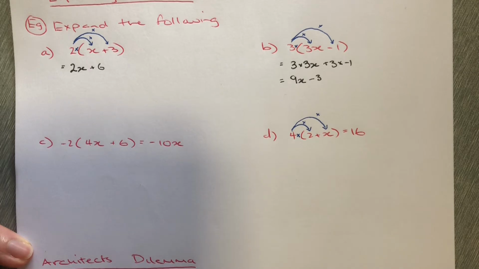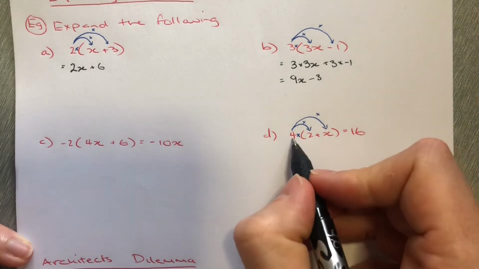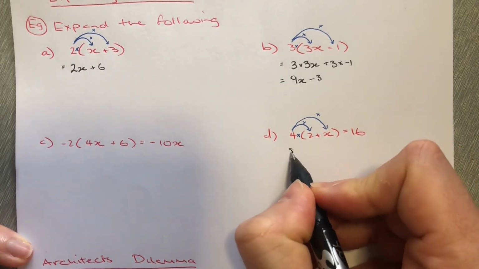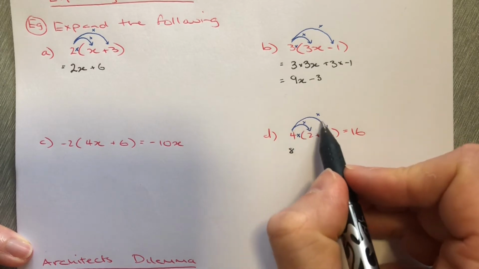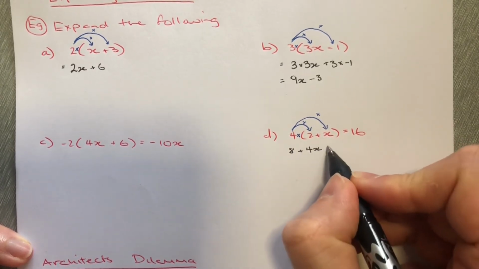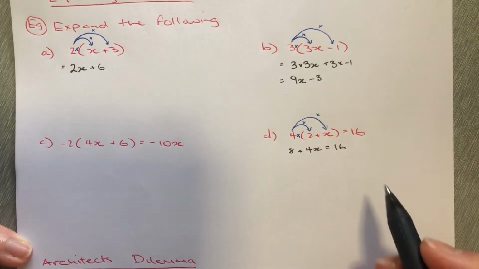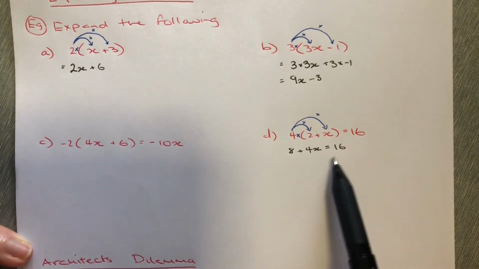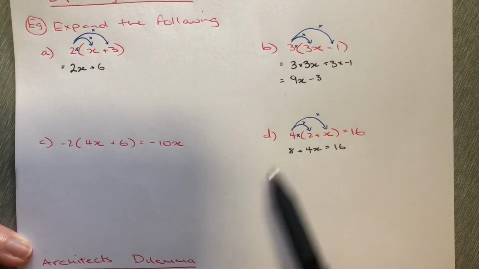Alright, so let's expand this side. So 4 times 2 is 8. 4 times x is 4x, so plus 4x. And that all equals 16. See how this is the sort of thing we've been working on before?